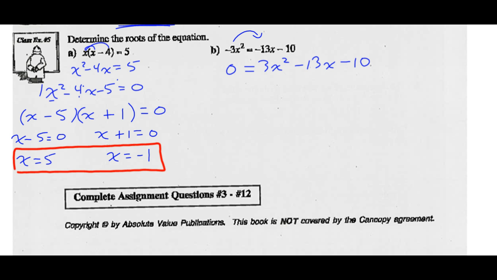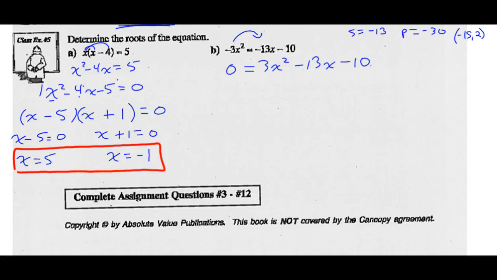Well, this is a complex trinomial. We haven't factored one of these and solved it yet. But we have factored many complex trinomials before. So let's go through that method of decomposition. What two numbers have a sum of that middle term, negative 13, and a product of the first times the last, which is negative 30? So the two numbers that multiply to negative 30 and add to negative 13 are minus 15 and positive 2.